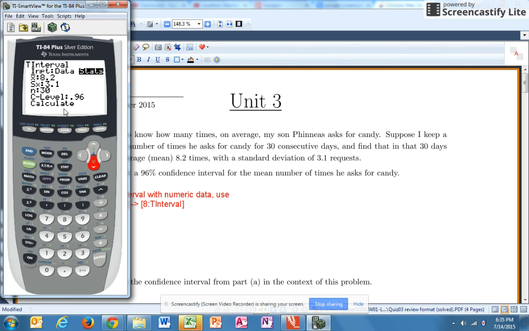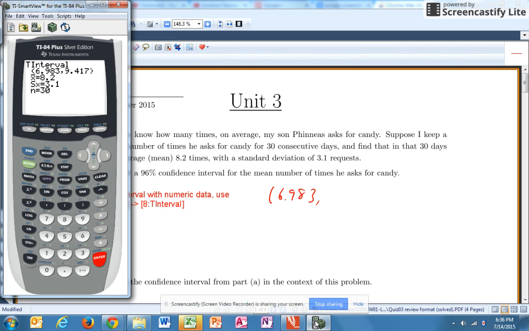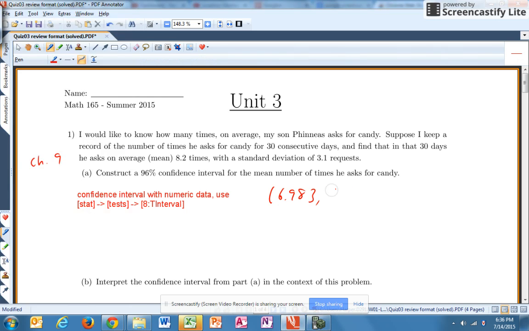The mean is 8.2, the standard deviation is 3.1, our sample size is 30, and because we want to do a 96% confidence interval, our C level is 0.96, and we press calculate. And so we get a confidence interval, 6.983 to 9.417. Okay, so this is our confidence interval, and this is how we're going to go about finding it.